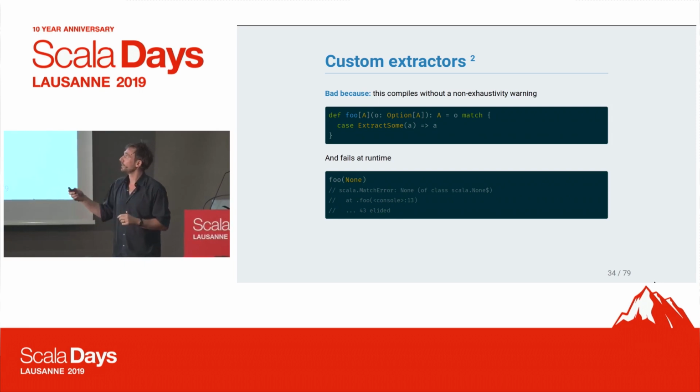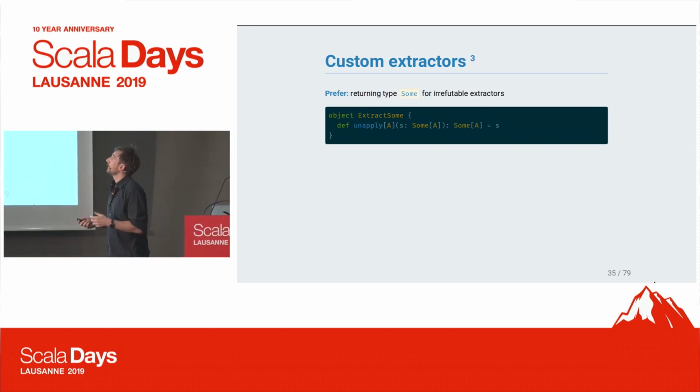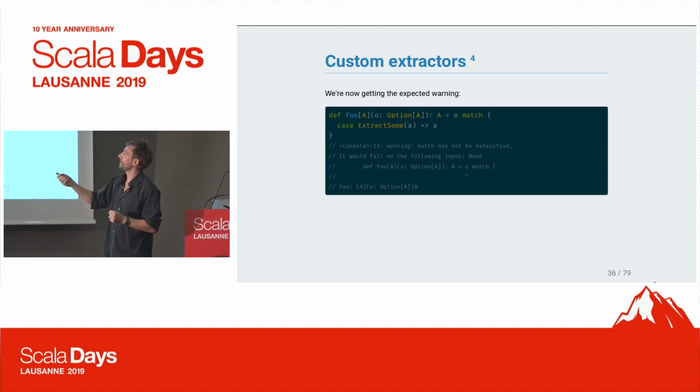And in order to avoid this kind of problem, the best solution would be to never define custom extractors if you can do that. But if you can't, try to make irrefutable extractors return Some rather than Option, because that actually fixes the issue, and you do get the expected warning here.